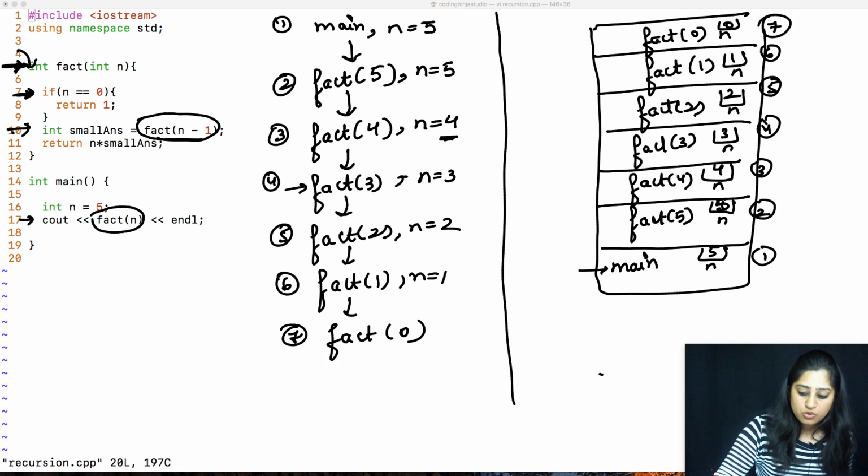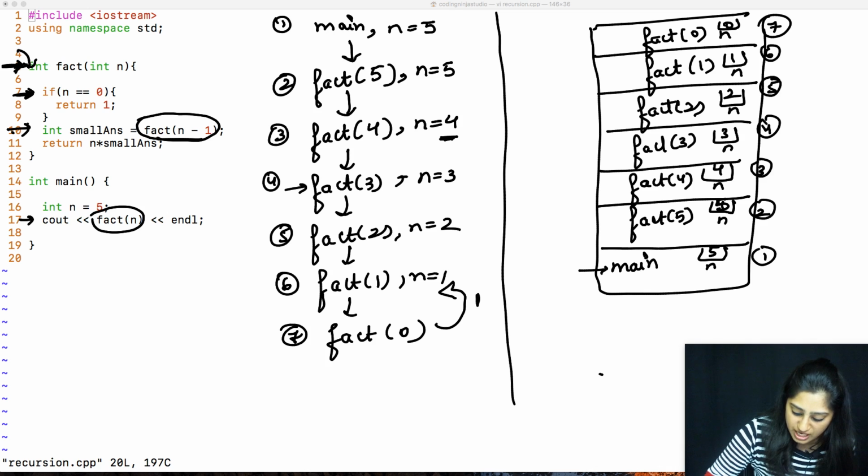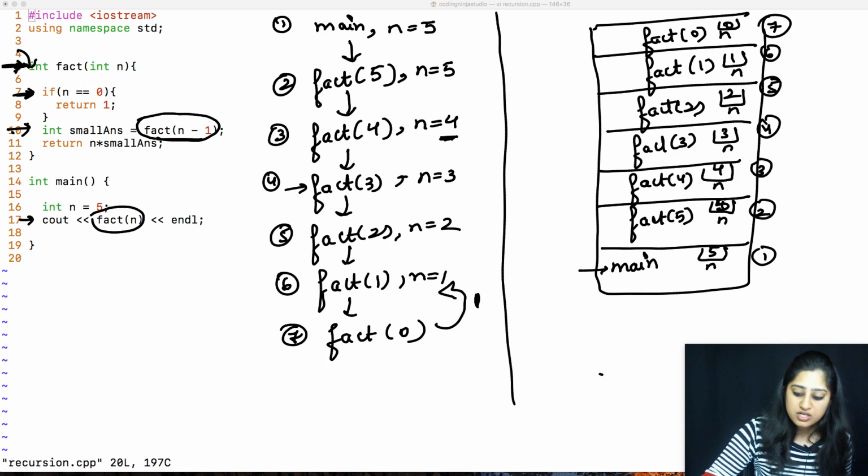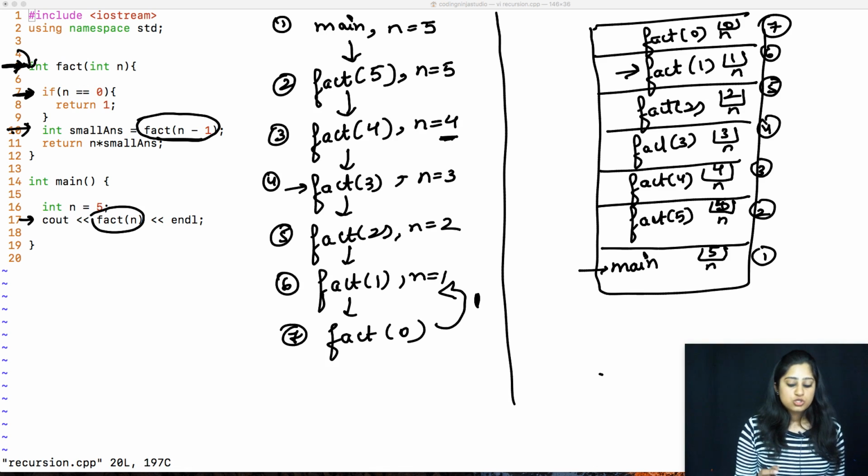Okay. So for 0, let's just look at the code. N equal to 0, we returned 1. So that means 0 factorial will return answer 1. Now, to whom will 0 factorial return its answer? 0 factorial will return its answer to the function that has called it. So which function called 0 factorial? Factorial 1 actually called 0 factorial. So factorial 0 will return its answer to factorial 1 and not main.